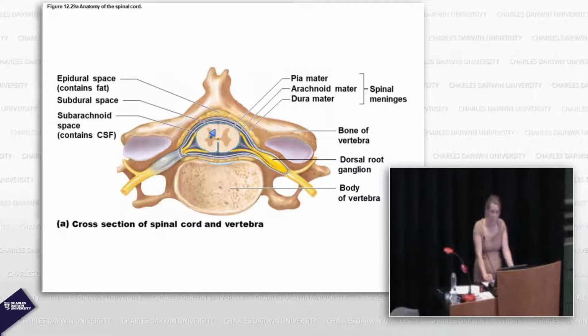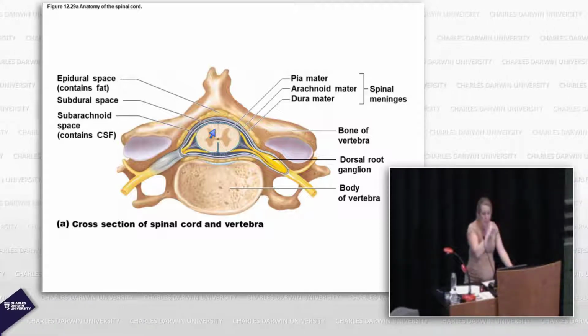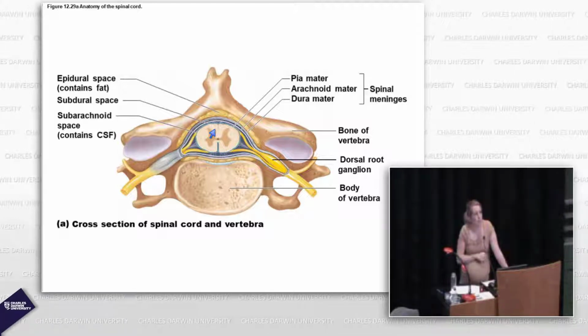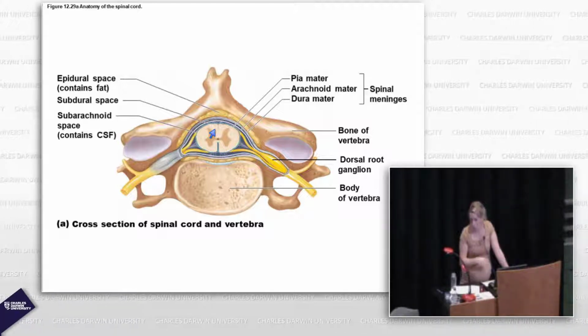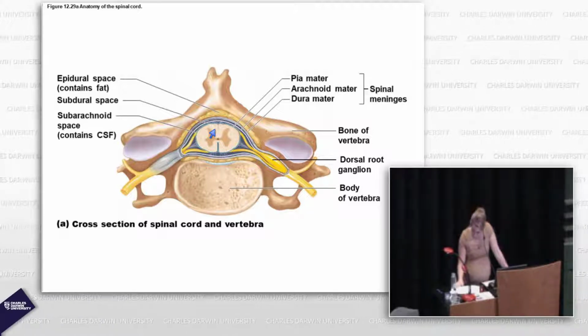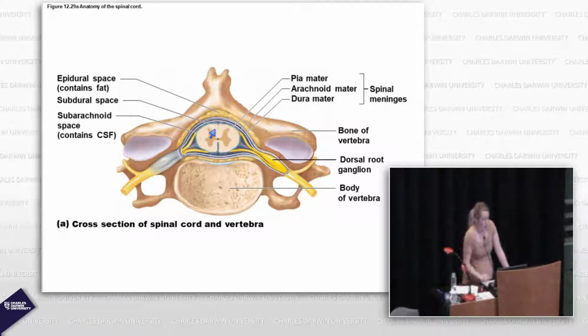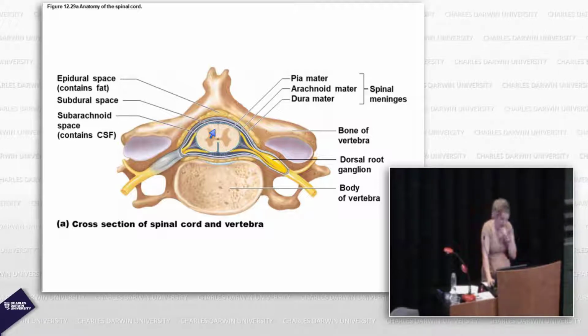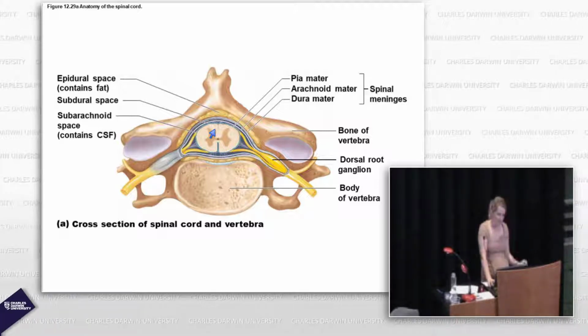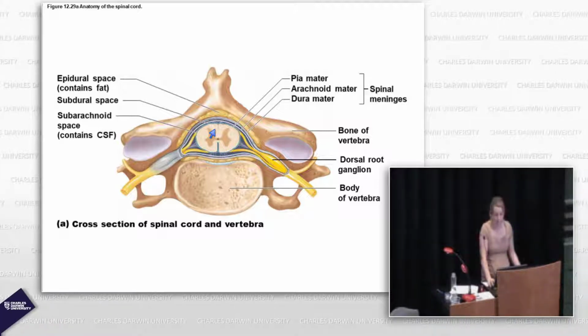This layer is really important because it has the blood vessels that supply blood to the spinal cord. Okay, between each of these layers we have spaces, and these spaces have pretty important clinical applications.